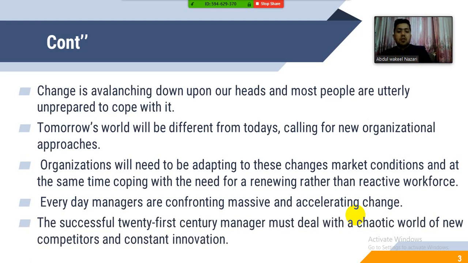The successful 21st century manager must deal with the chaotic world of new competitors and consistent innovation. Currently, managers must work with the new competitors and with constant innovation. Because at the beginning, I have told you this world is in a dynamic process. It is not static. 2020 is not similar to the 1990s. It's completely different. So if you want to cope with the current market, you have to go with the flow.